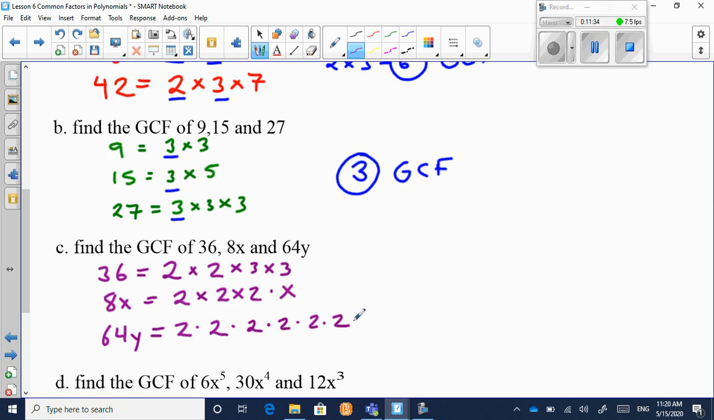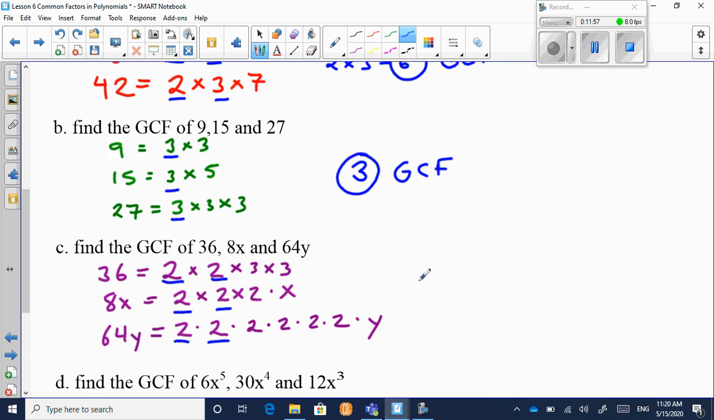Holy cow, a lot of 2's. And then times y. Okay, so there we go. We've written them in their lowest terms, and now we think about what they share. Okay, well, they all share a 2. They all share another 2. These two share a 2, but unfortunately we're done with 36. There's no 3's. They don't share an x or a y.